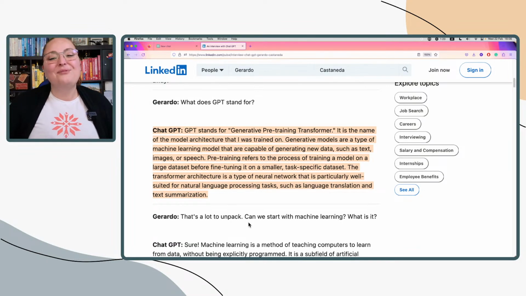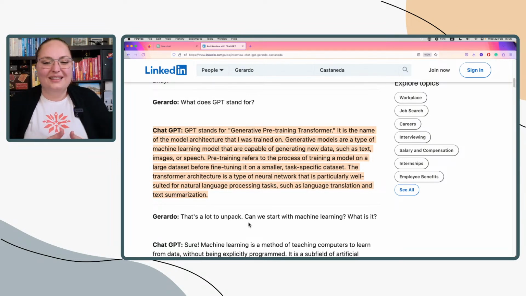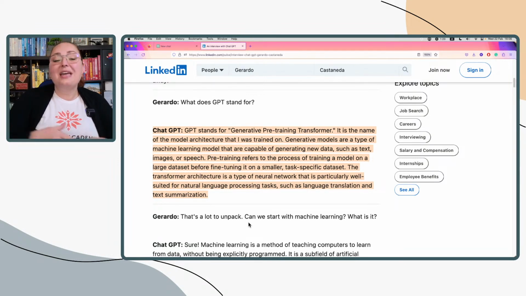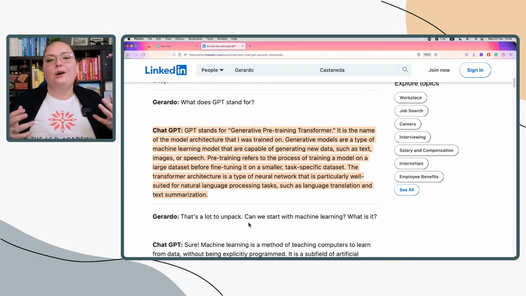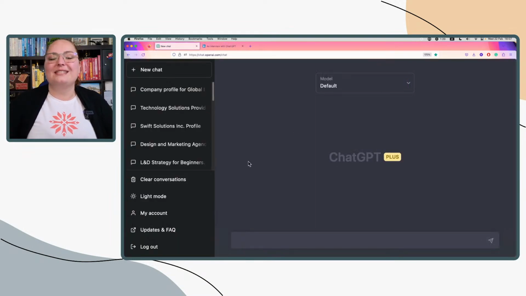If you want to read the full interview, I'll have the link to this LinkedIn article in the description of the live stream. I'll add it a little bit later, and it's definitely worth a read because it's very interesting to see how ChatGPT explains ChatGPT. But this is essentially what it looks like today. And I have zoomed it in. Chances are on your computer it's going to look slightly different. But if you have access to it, this is what it would look like.